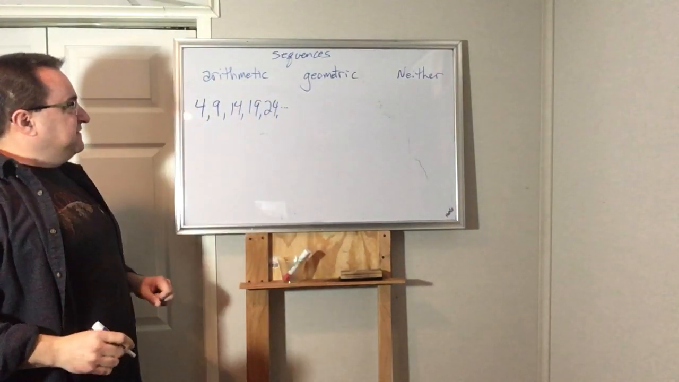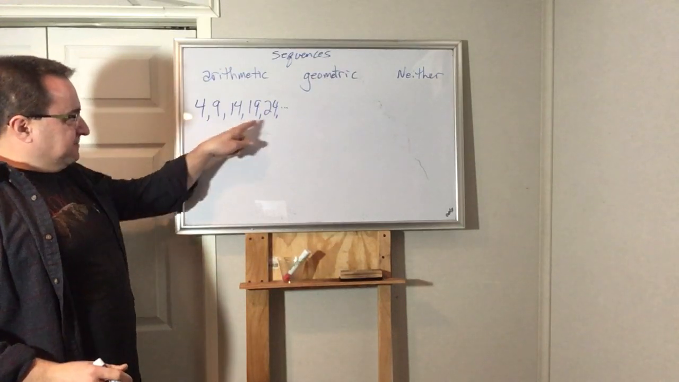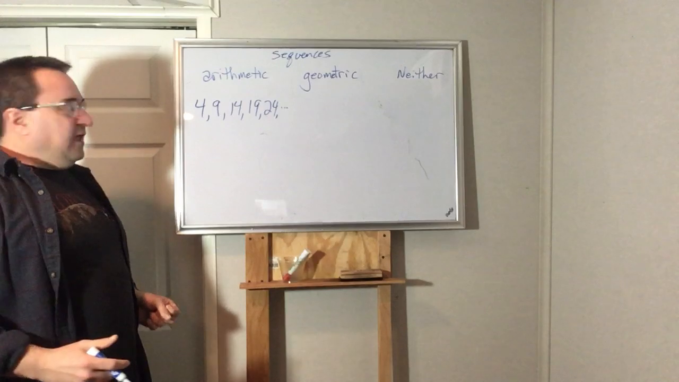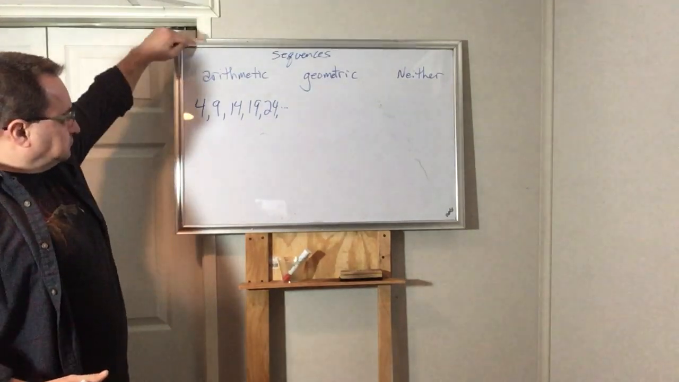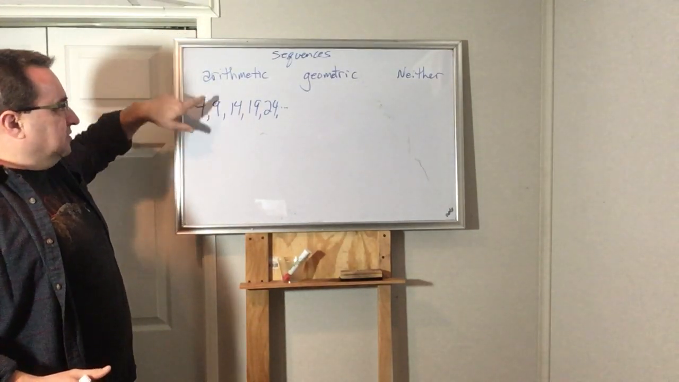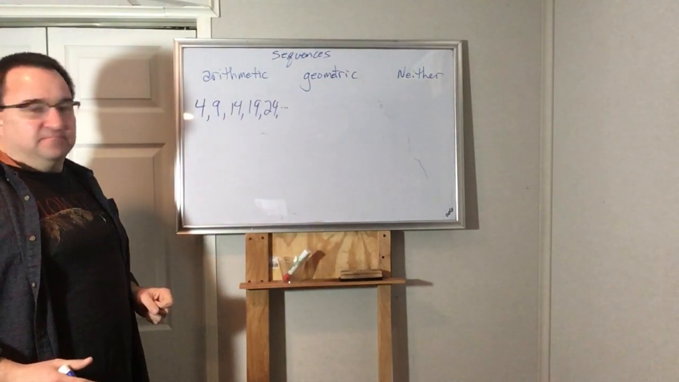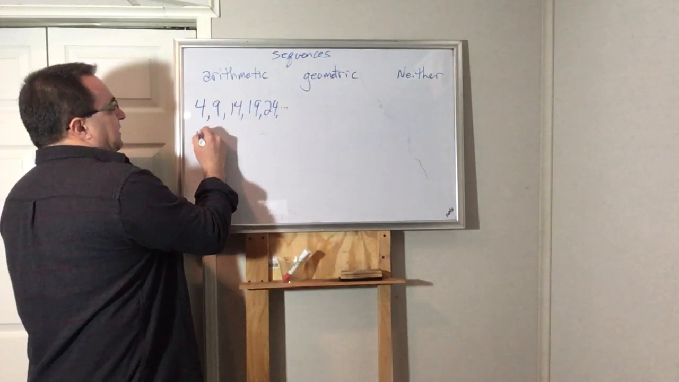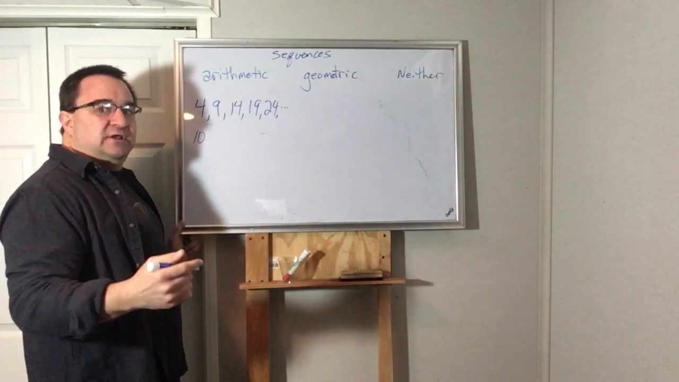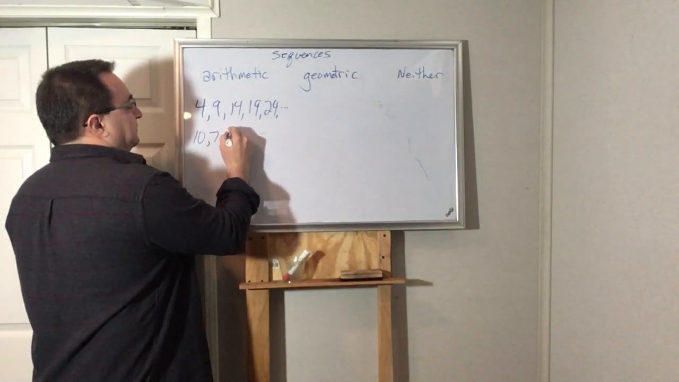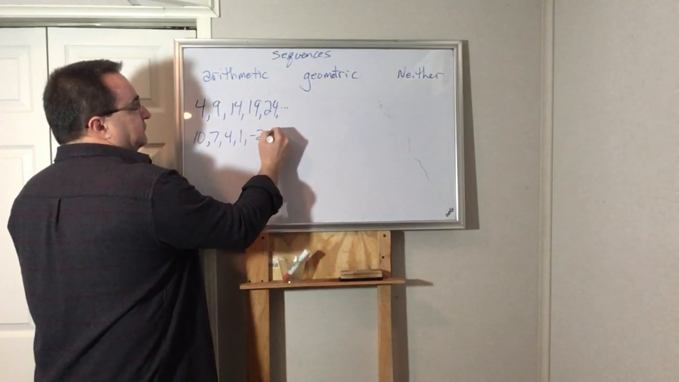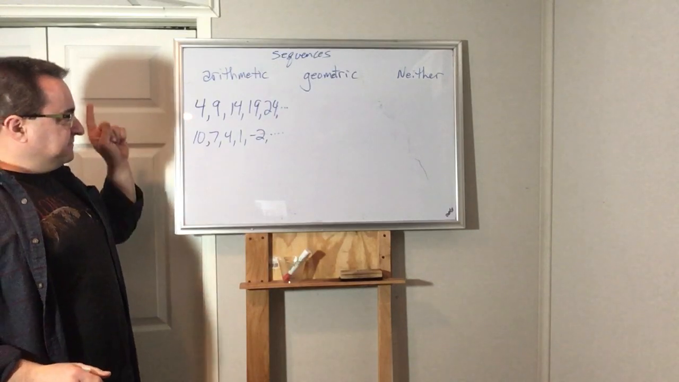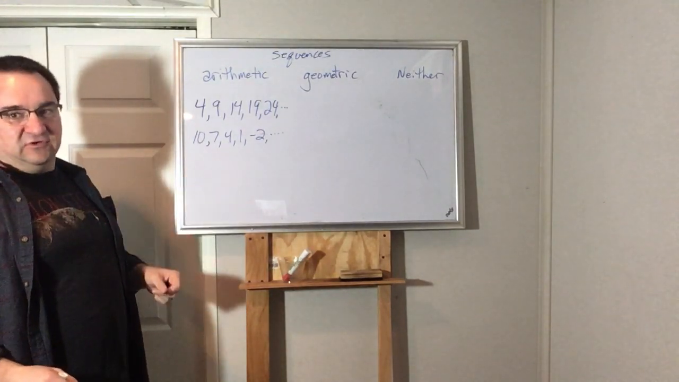So this is a sequence because it follows a pattern and you can predict what the next number is going to be, 29. And not only that, it's arithmetic because we're adding the same thing every time. I could also subtract the same thing every time. Like let's say I start with 10 and I want to take away 3 each time. 7, 4, 1, -2, and so forth. So this is also arithmetic because I'm subtracting the same thing every time.